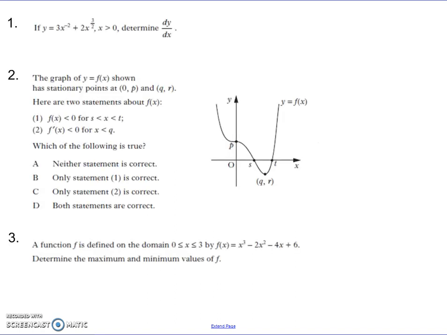There you go, there's your 3 different questions. So one is just determine dy by dx. The second is looking at the graph and its stationary points, determining which statement is true and how it applies to the scenario. And the third one is looking for maximum and minimum values on closed intervals. So, pause the video and have a crack.